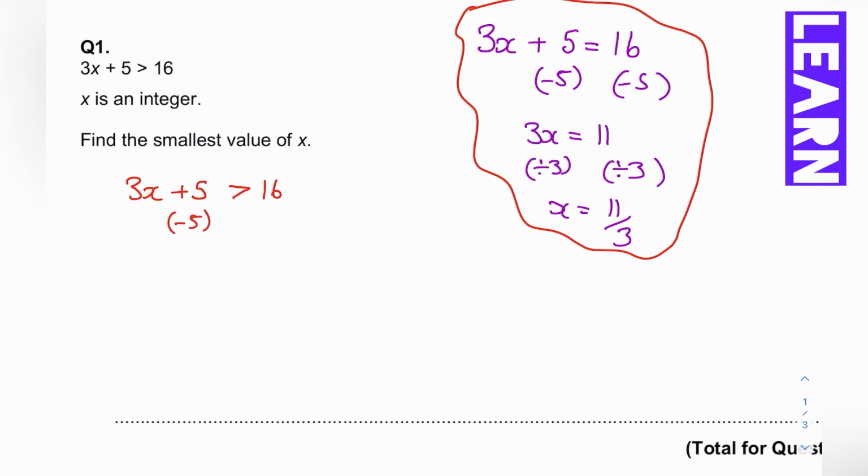So our first step is to subtract 5 from both sides. So 3x is greater than 11, and then divide by 3, just like we did when we solved that equation.